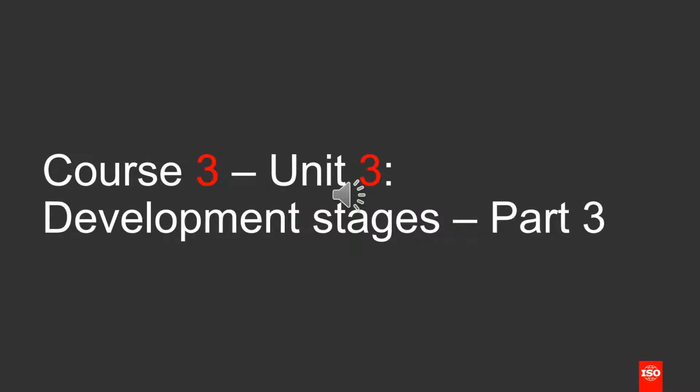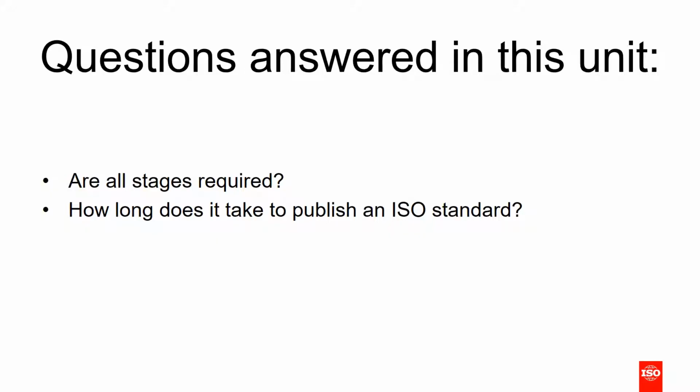Welcome to Course 3, Unit 3. In the previous 2 units, we introduced all the different development stages of an international standard and the levels of consensus that need to be reached for that document to be published. In this unit, I'll tell you which stages are mandatory and which can be skipped, and you'll get an idea of how long it takes to publish an international standard.